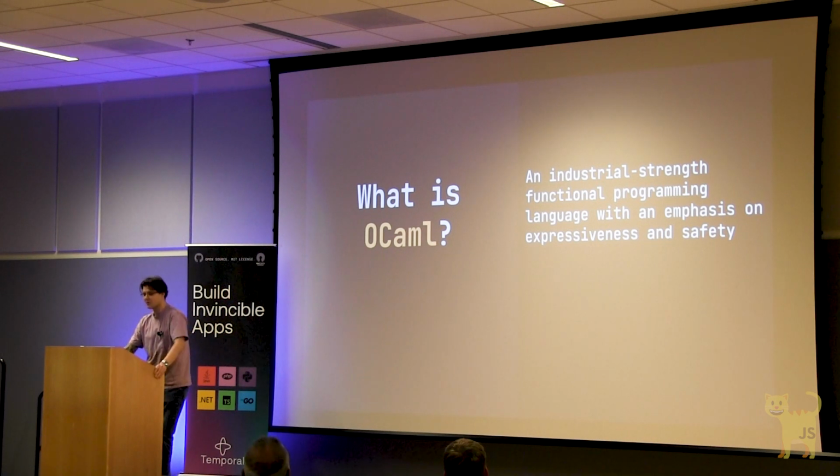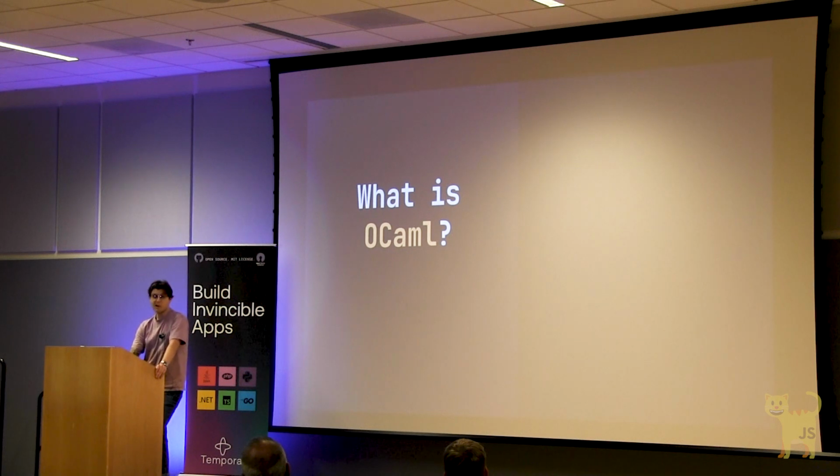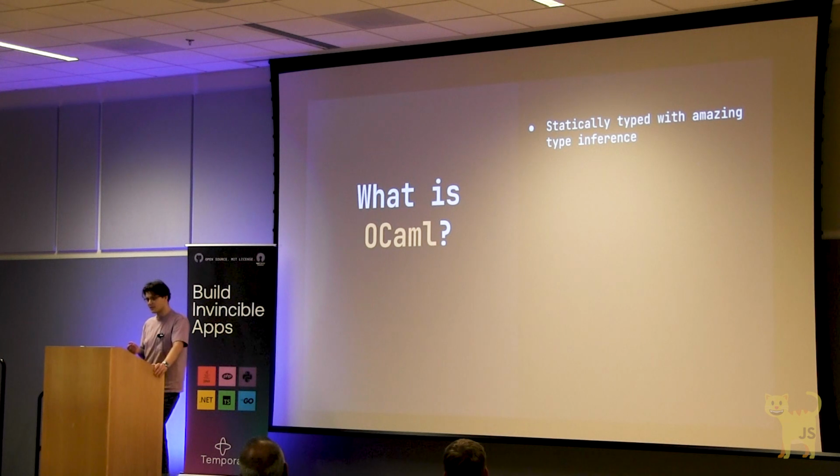So what really is OCaml? The OCaml.org website describes it as an industrial strength functional programming language with an emphasis on expressiveness and safety. But how would I describe OCaml? I would describe it as a statically typed language with amazing type inference. It is a sound type system where you hardly have to annotate. You don't have to annotate your types if you don't want to, yet you'll get more type safety than a type system like TypeScript.